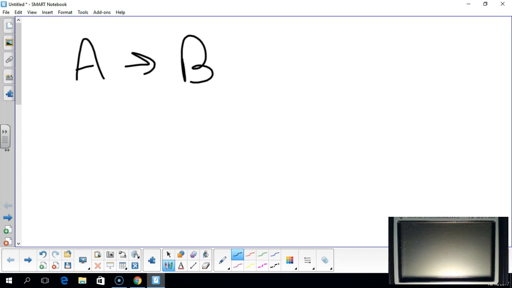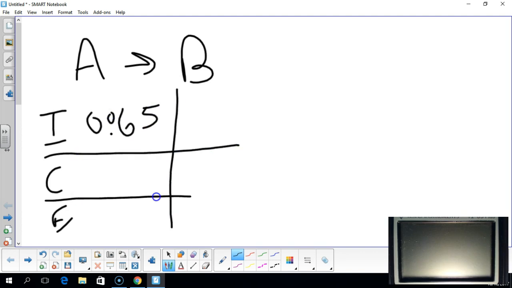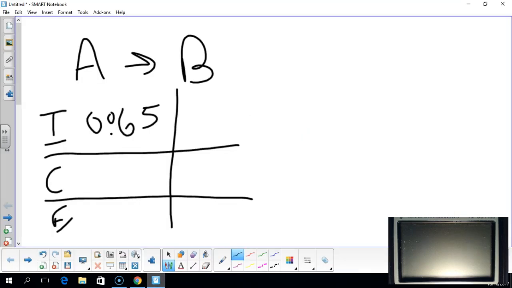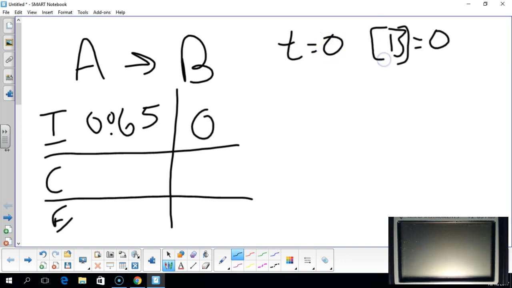And so because A reacts to B, this initially, in the ICE table, has 0.65 moles of A. And B initially, based on the problem setup, has 0. So that's the answer for t equals 0: the concentration of B is also equal to 0. But now we want to find the change values.